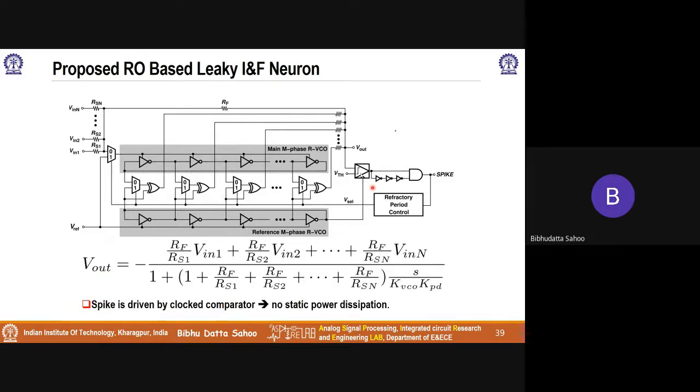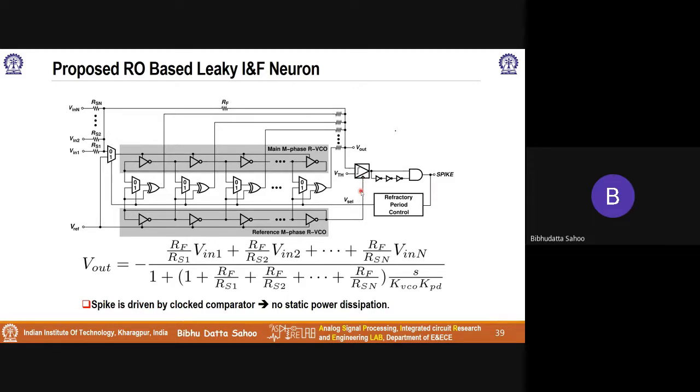Now, if I write down the transfer function V out over V in, V out over V in is given by this expression. So it is just a simple op-amp with various summing node amplifiers. You are summing up V in 1, V in 2 based on different gains, RF divided by this. Spike is driven by a clocked comparator.